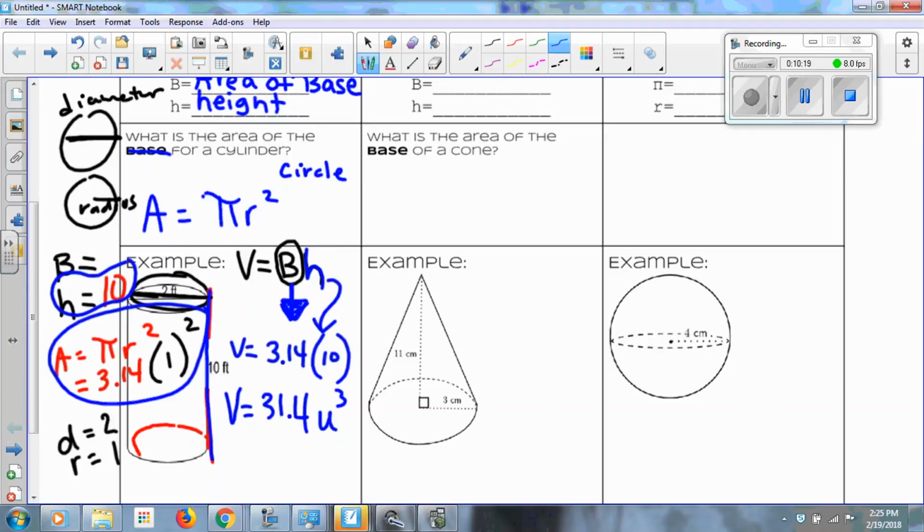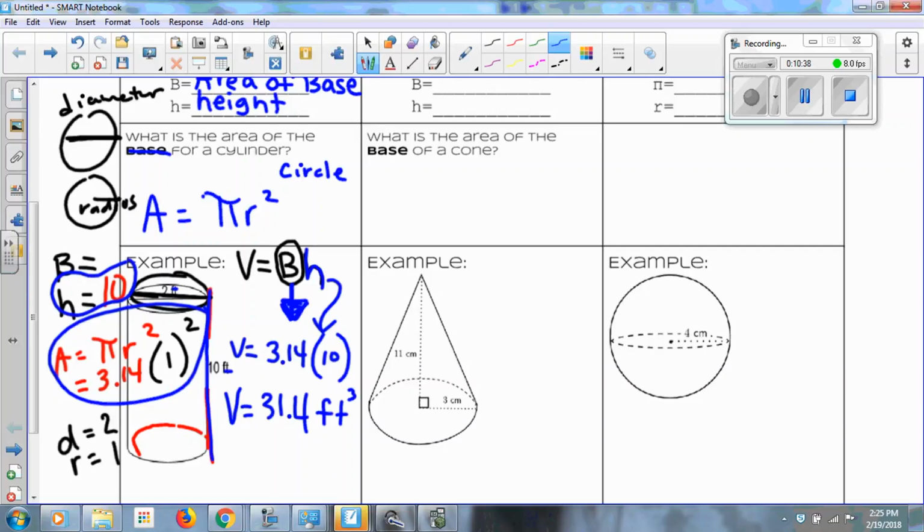And I actually have units in this problem, so instead of just using the random U, because I don't know what units are in, it's feet. See, it's telling me it's feet. So the answer is 31.4 feet cubed.